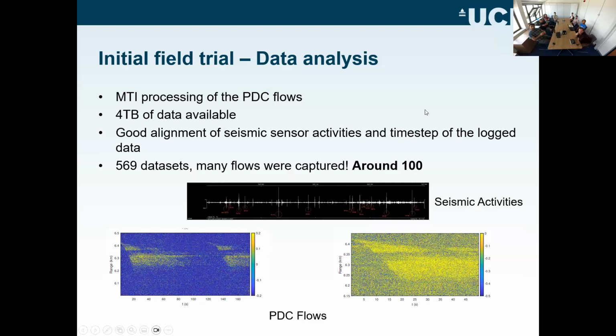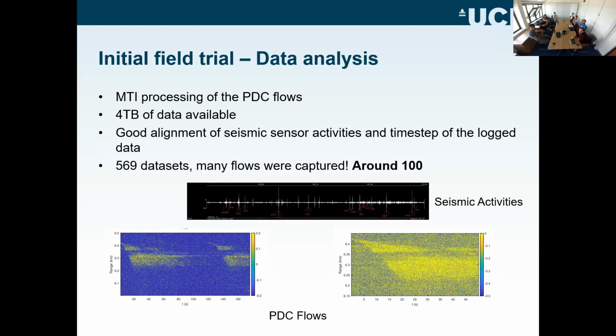We started thinking that if we get 12 PDCs, this project will be successful. We ended up with about 469 data sets and about 100 PDCs. On the bottom, you can see pictures of pyroclastic flows, and tying those data sets with the seismic activities that we recorded shows a really good alignment between those two. Obviously, there are false alarms, but you just disregard those data sets.